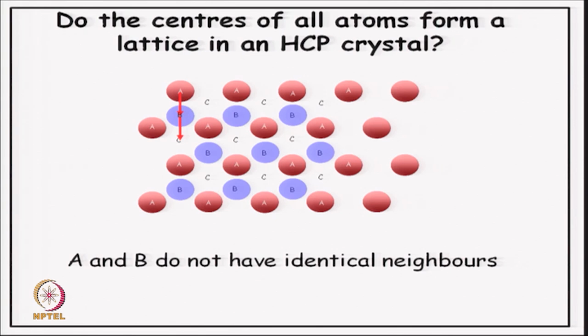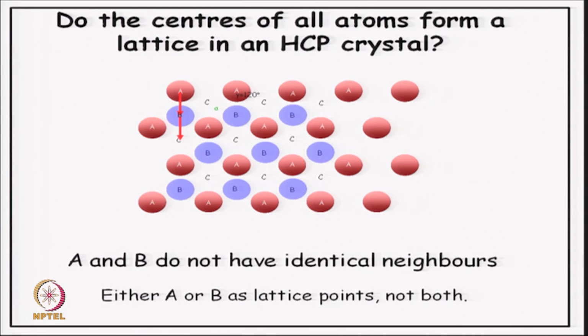So, what we conclude from this is that A and B do not have identical neighbors, their neighborhoods are different, which means that they cannot be considered together as forming a lattice. Centers of both A and B atoms do not form a lattice, because they are not translationally equivalent. The translational neighborhood of A and the translational neighborhood of B is different.